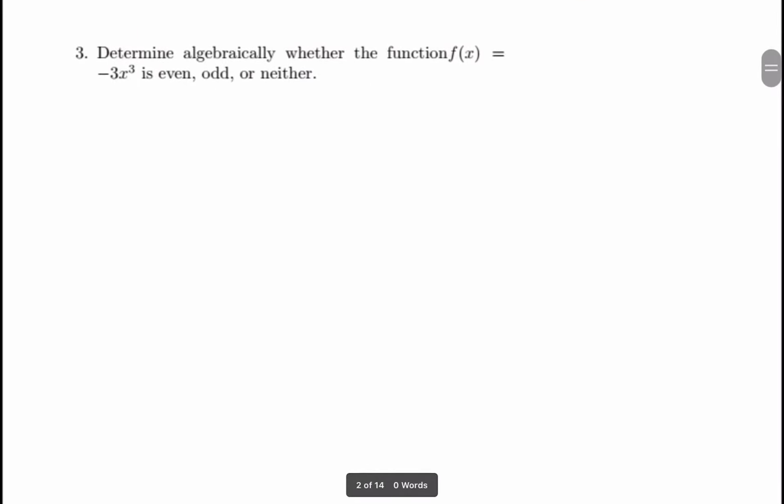Again, pause the video. I don't think I said it for the second problem. Pause the video and try this on your own first, then come back.